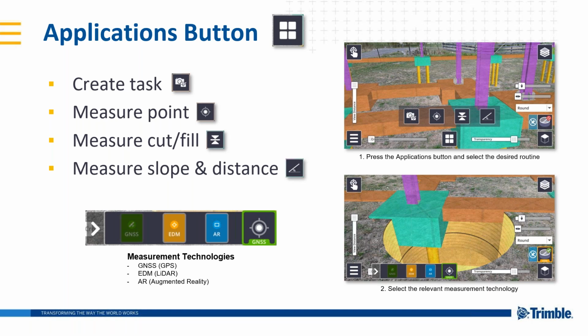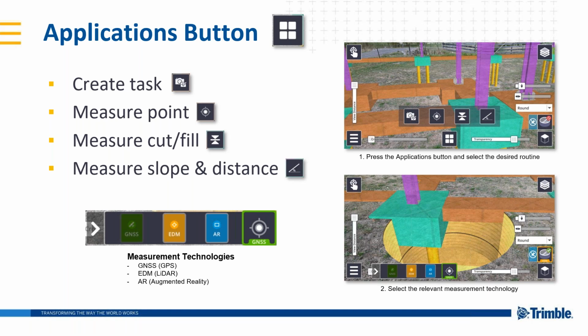And for those, measuring the point, the cut, fill, and the slope and distance, you've got some different options in terms of the measurement technologies that you can use. As I was talking about earlier, the SiteVision system includes a high accuracy GNSS system. It includes an electronic distance meter. And then we've added a third one here, which is augmented reality.